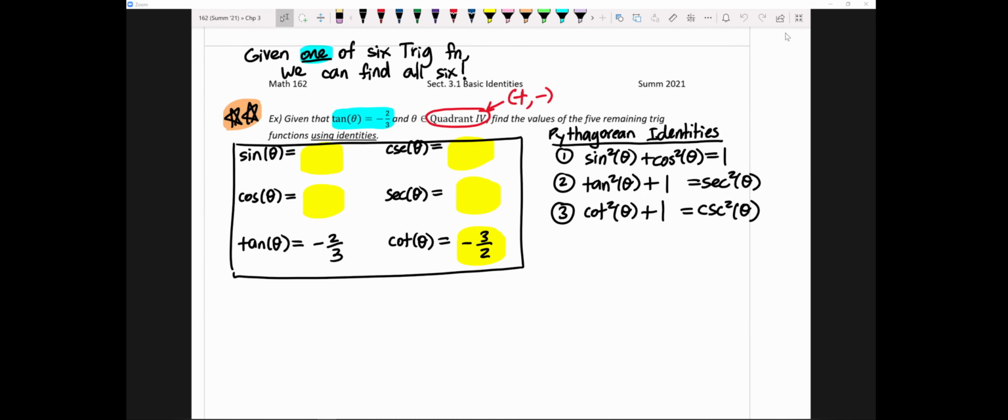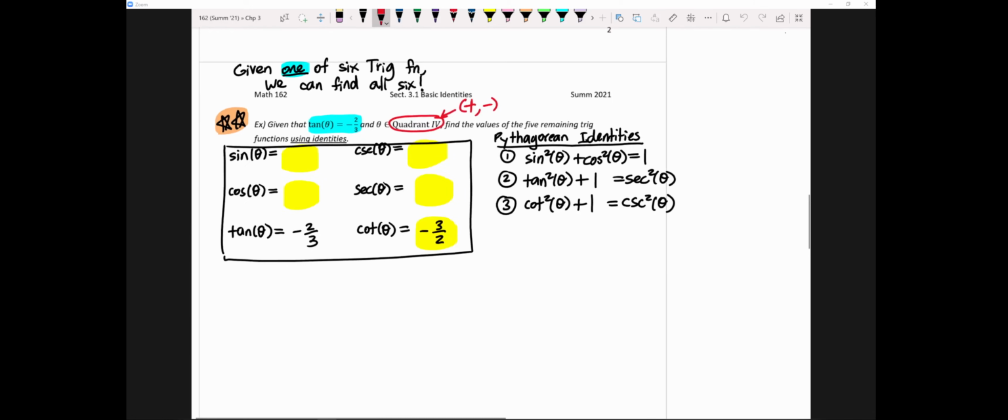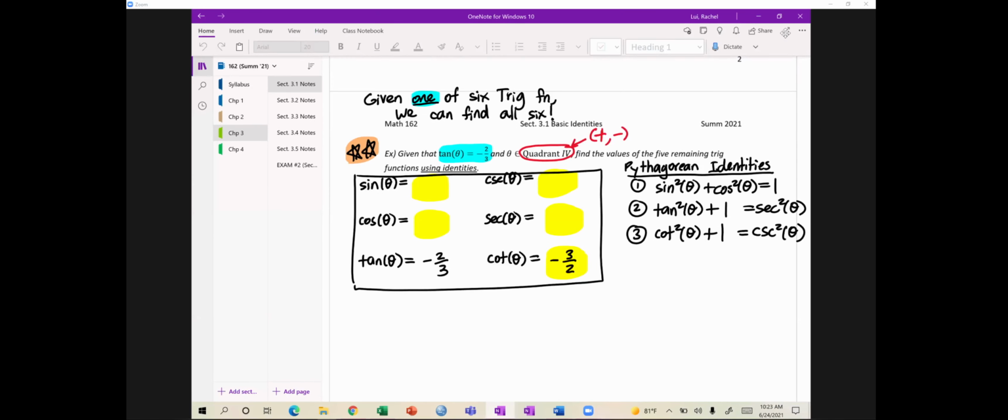So with the identities, given the exact value of one trig function evaluated at theta, we can find all 6 trig functions evaluated at theta. That's because once you know one, you can knock down the next domino and keep going from there. So given any trig function, we automatically know its reciprocal trig function. Given that tangent of theta is negative 2/3, we know that cotangent of theta is negative 3/2. So that's the first domino we can knock down.